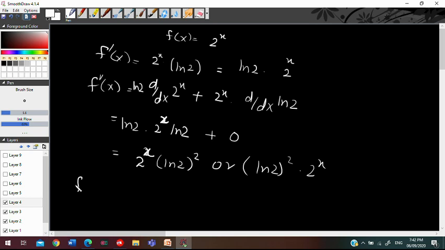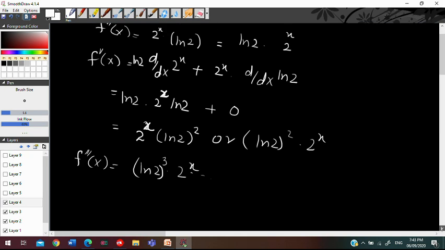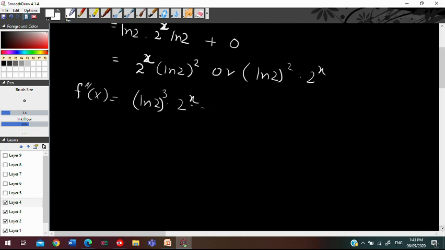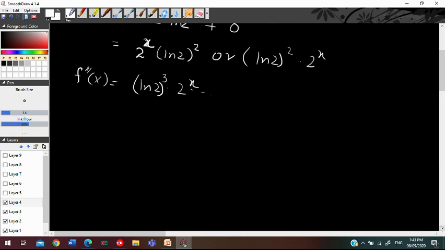Again, the third derivative is log of 2 power cube into 2 power x, up to so on, and you can find some more derivatives if you want, but up to 3 derivatives it's enough in these questions. So we apply Taylor's theorem.